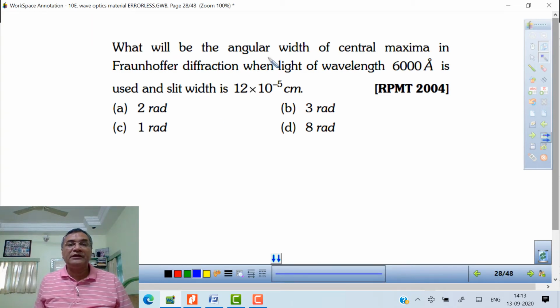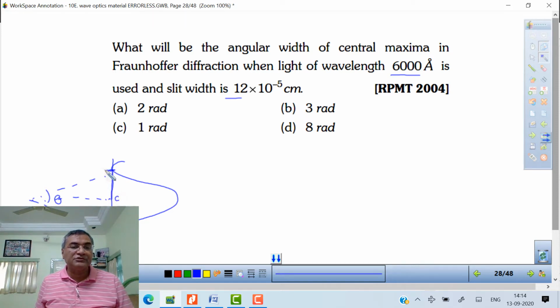What will be the angular width of the central maxima in the diffraction pattern when light of this wavelength is used? Slit width is 12 into 10 raised to minus 5. So this is a problem of diffraction. This is our screen, and this is the central maxima, and here we require this angle. When you draw the figure, the picture becomes more clear. You know that this is the first minima, the distance from the central to the first minima.